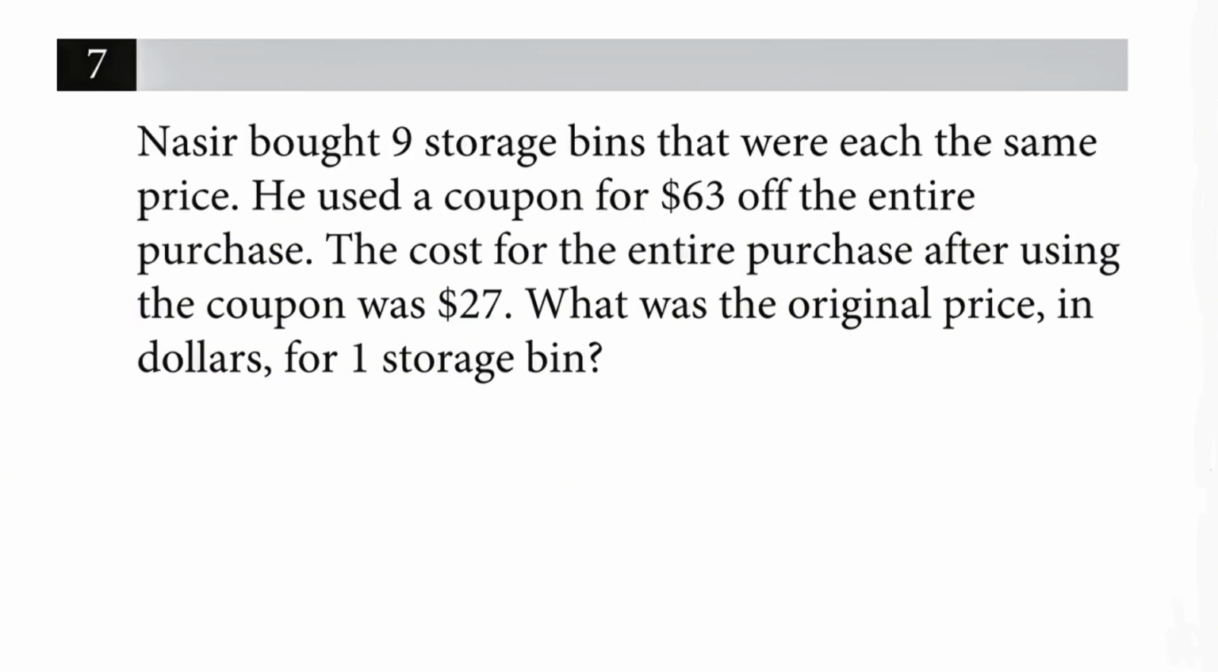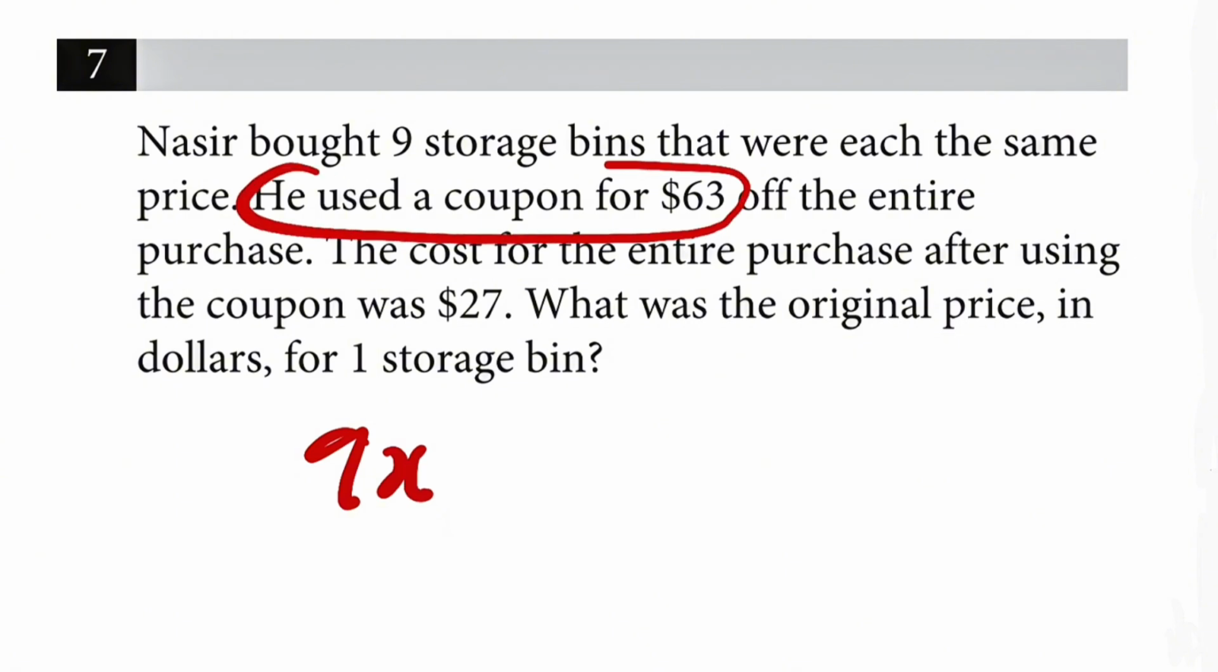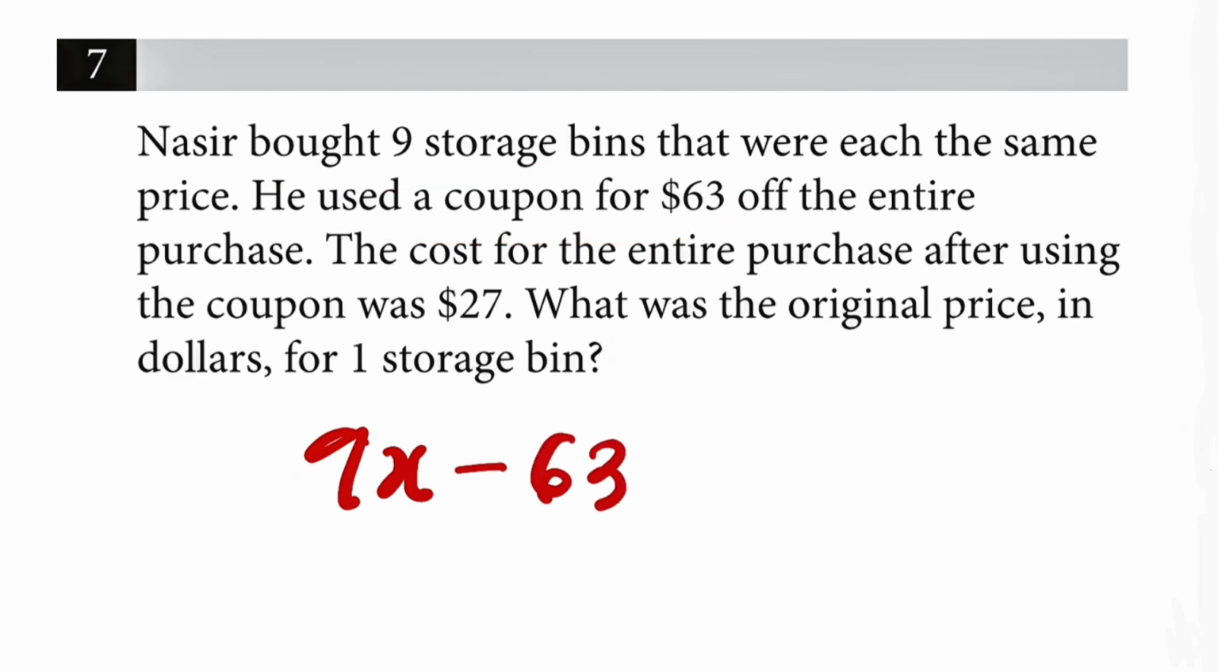Alright, so since we don't know the price for each storage bin, let us declare that with X. So if we declare that with X, we have 9 of them, the total cost will be 9X, right? But remember, there is a discount after using a coupon, which is $63. So from this entire cost, you have to subtract $63, right? And what he has paid is just $27.